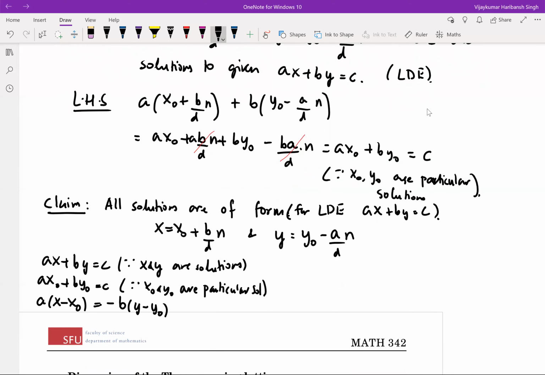But what do we have? We can divide both sides by the GCD. The GCD of a and b is d. So we have a by d times x minus x naught equals minus b by d times y minus y naught. Now note that this is a defined integer, because this is an integer, this is also an integer, right?